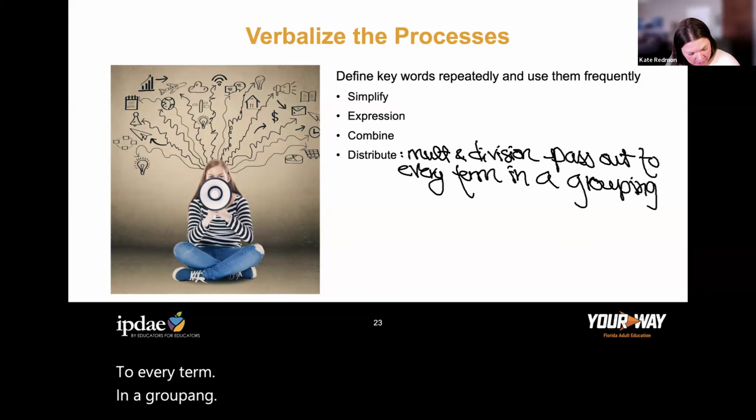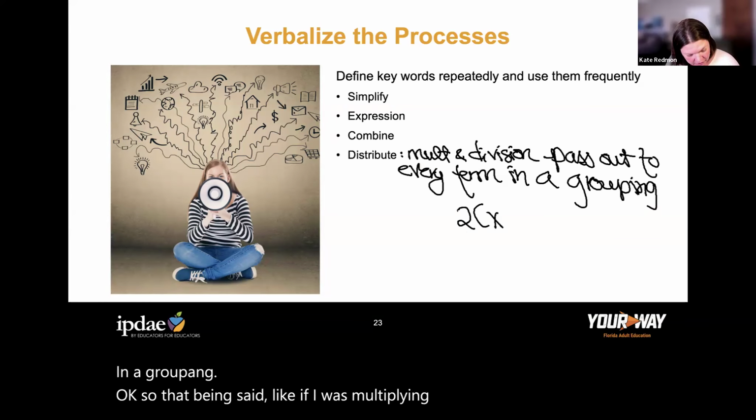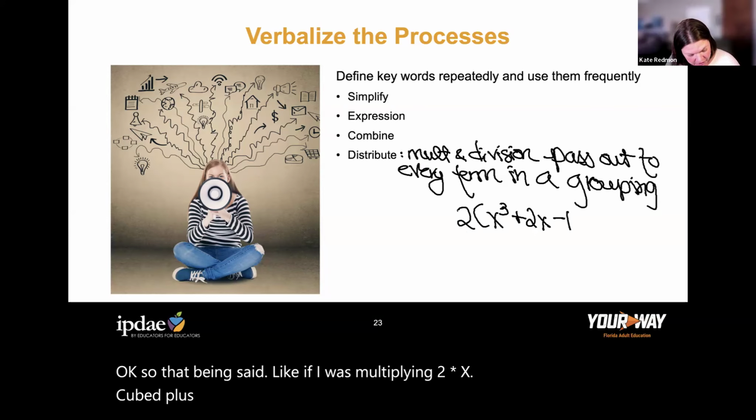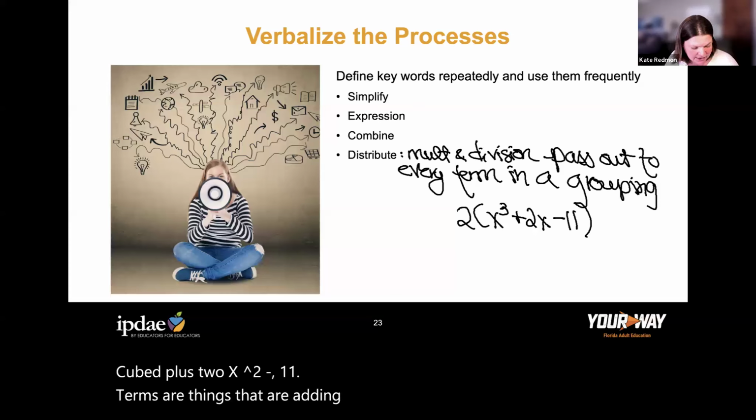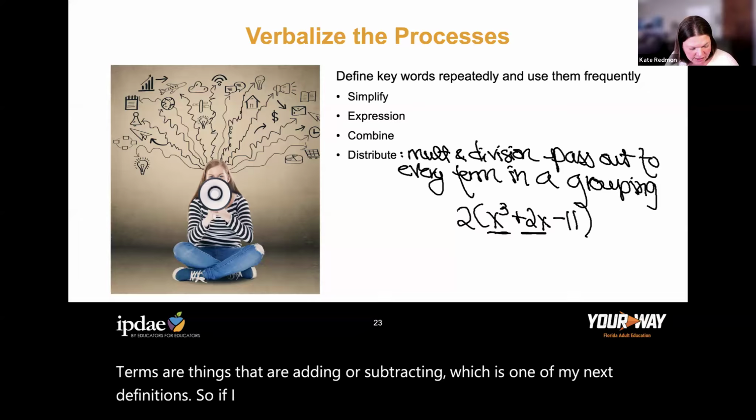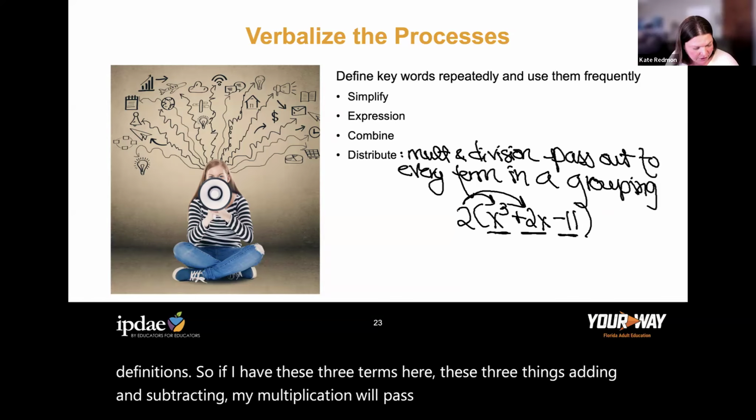Okay, so that being said, if I was multiplying 2 times x cubed plus 2x squared minus 11, terms are things that are adding or subtracting, which is one of my next definitions. So if I have these three terms here, these three things adding and subtracting, my multiplication will pass out to every term in my grouping. Beautiful.